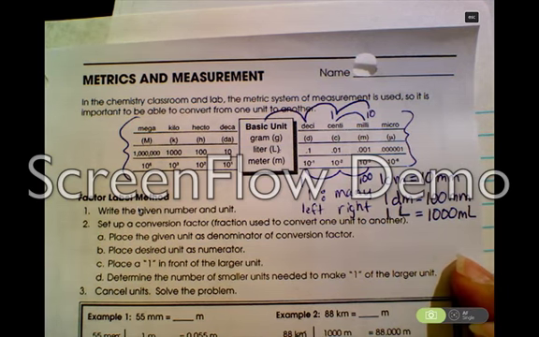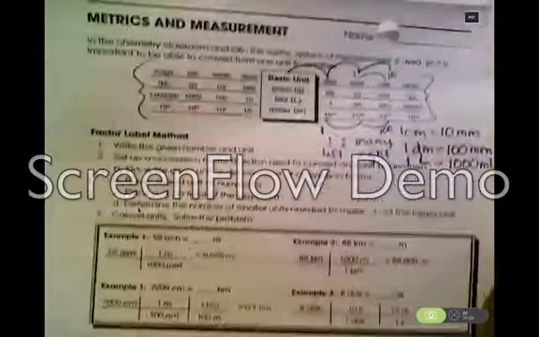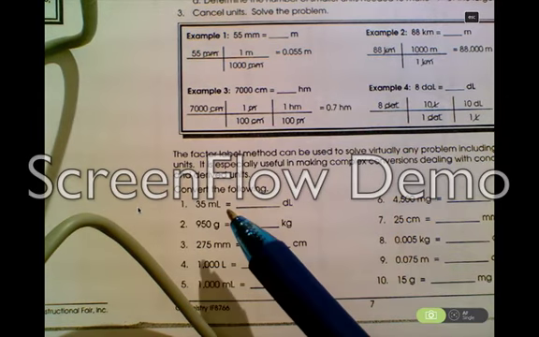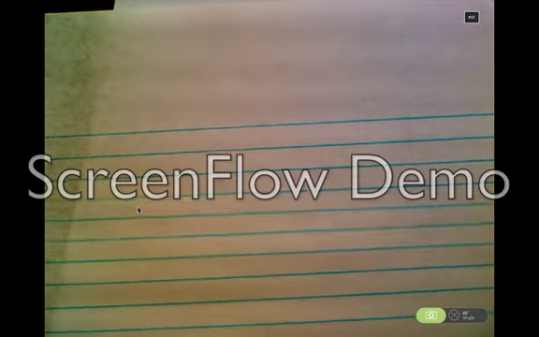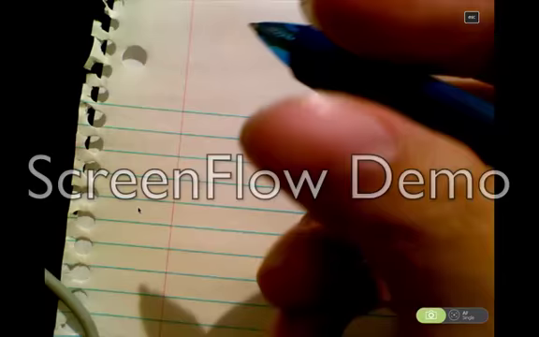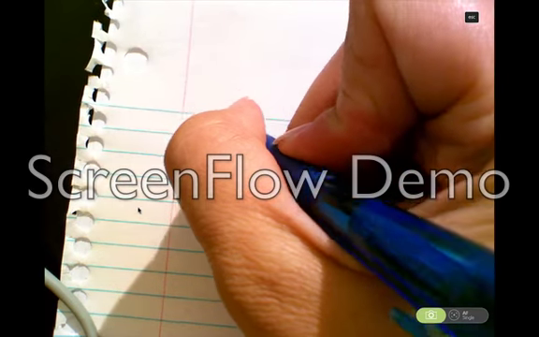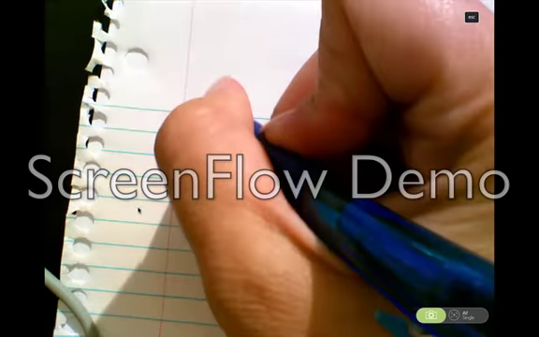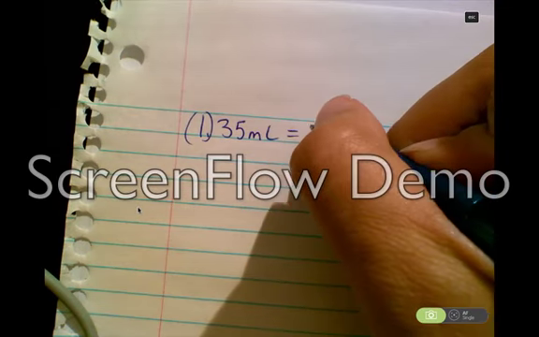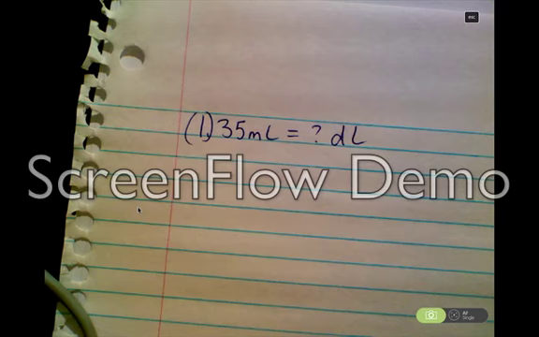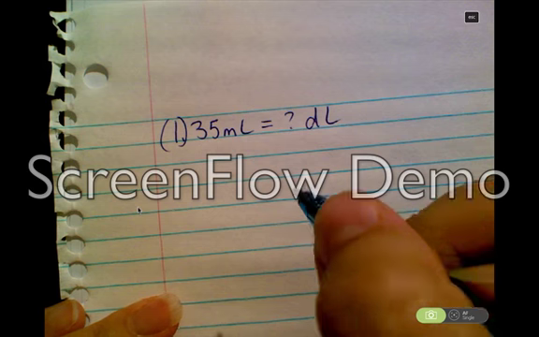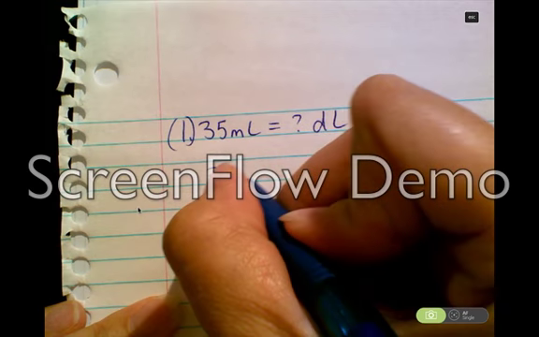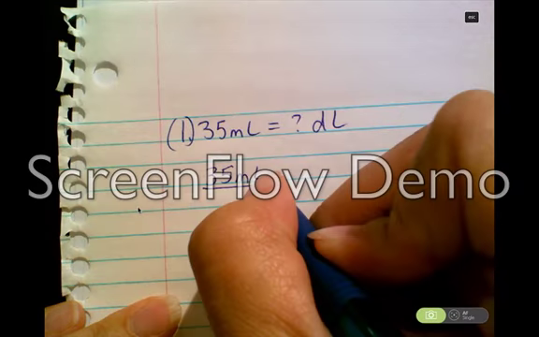Now let's practice using those with dimensional analysis on the problems that are down on the bottom. I'm going to pick a few of these problems and work them out with you. Let's try number 1. Problem number 1: 35 milliliters equals how many deciliters? Okay, so 35 milliliters over 1.